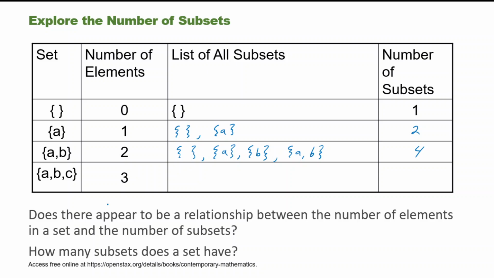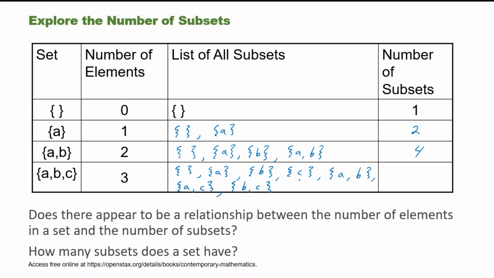Now, if we bump this up 1 level, and we have the set containing the elements A, B, and C, 3 elements, then we can start writing. We have the empty set, we have the set containing only A, we have the set containing only B, we have the set containing only C. We have the set containing A and B, but not C. We have the set containing A and C, but not B. We have the set containing B and C, but not A.